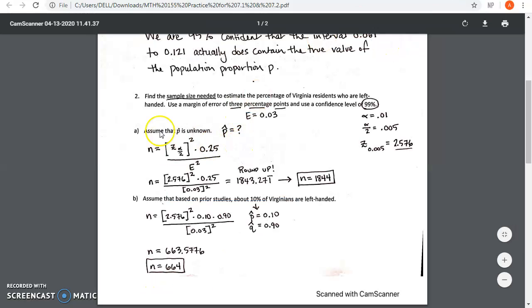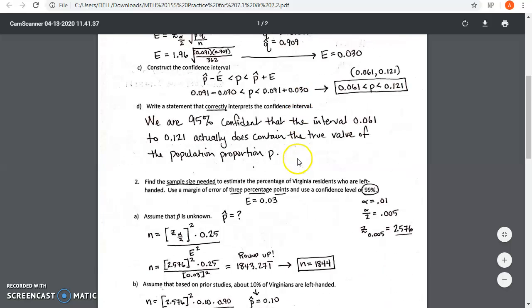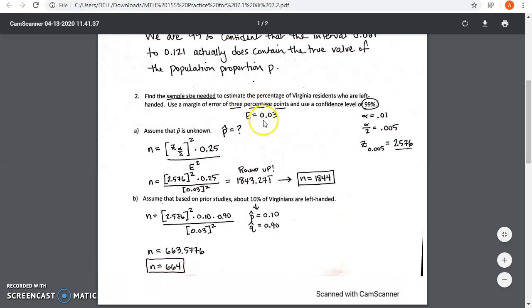Okay, so find the sample size needed to estimate the percentage of Virginia residents who are left-handed. Use a margin of error of 3 percentage points. This is that capital E from the original problem number 1 up here, the margin of error. So in this particular problem, we want a margin of error of 3 percentage points or 0.03. And we want to use a confidence level of 99%.